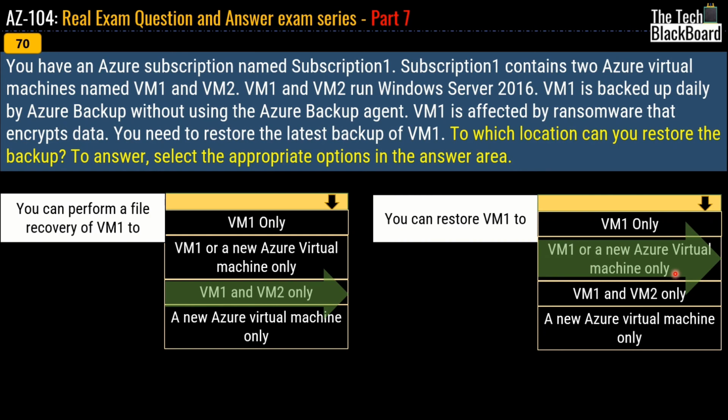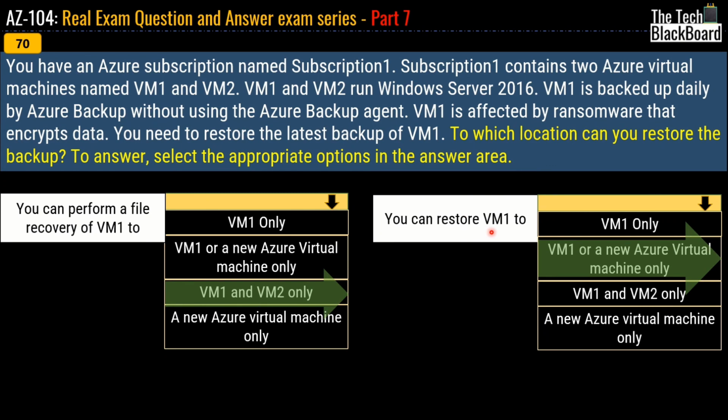Before jumping to the Microsoft documentation, let me give you my justification for why I have chosen these two options. Coming to the first activity, whenever we are talking about recovering files, you cannot restore files to a previous version or a future version of the operating system. You have to restore files from a virtual machine to the same server operating system, or a compatible client operating system. Therefore, VM1 and VM2 is the best answer since both virtual machines are running on Windows Server 2016.